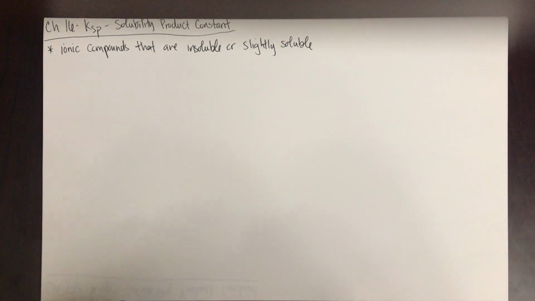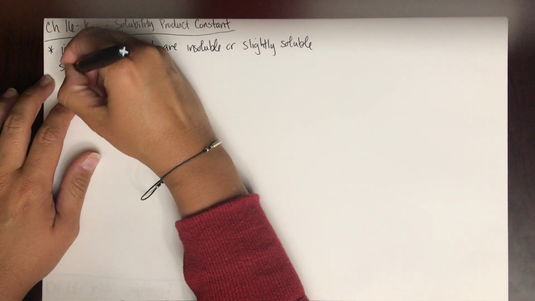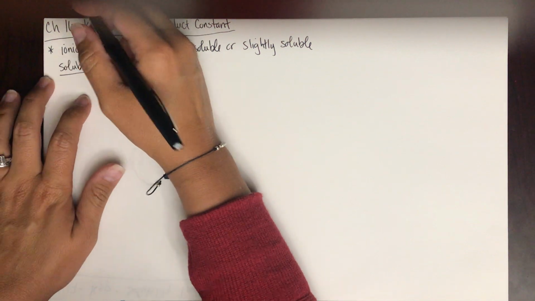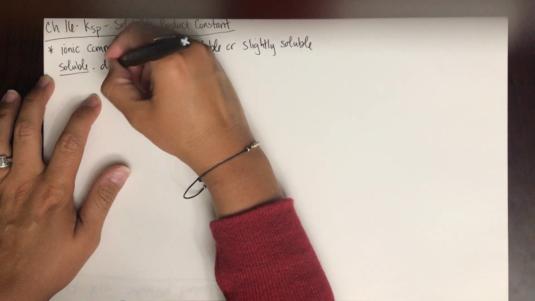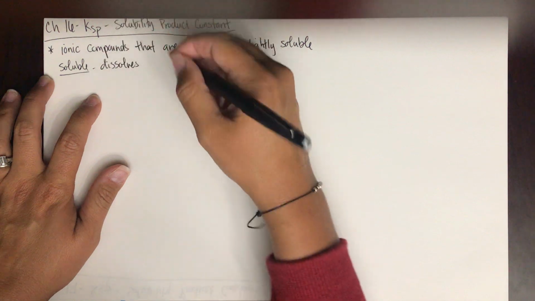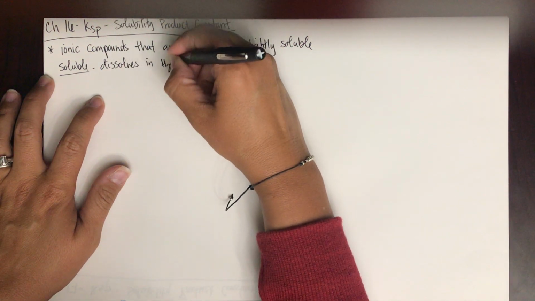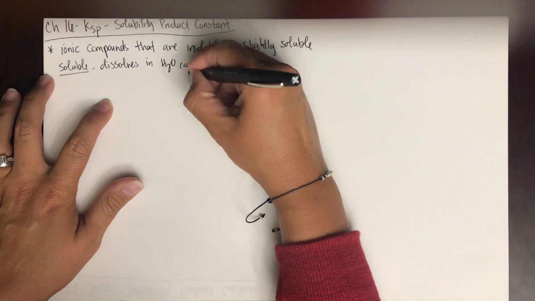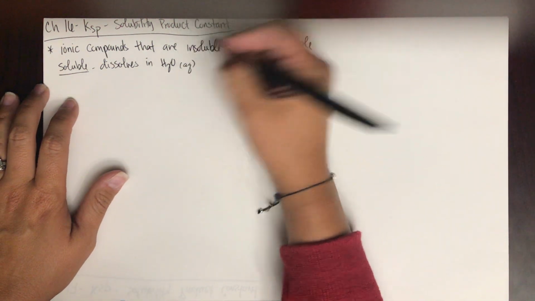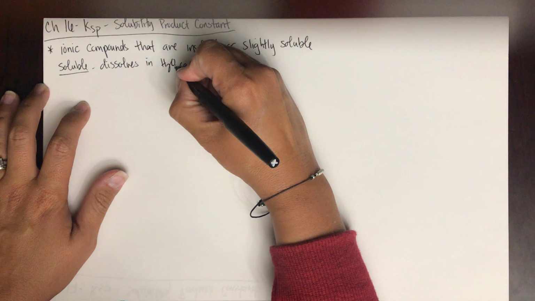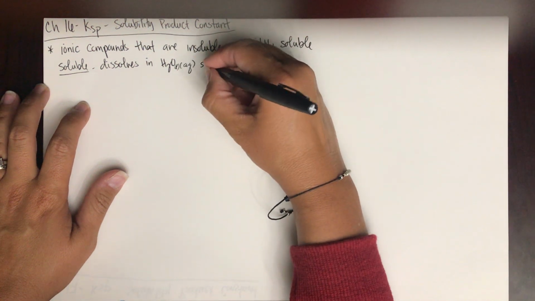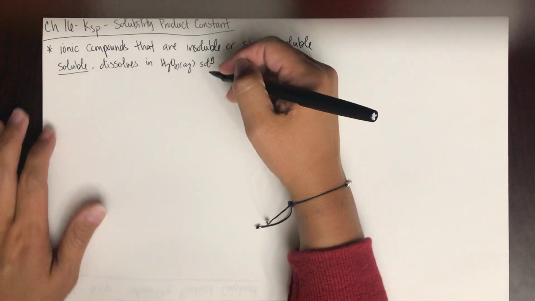So remember, we often will refer to ionic compounds as salts. If you hear that, it is just the same thing. Soluble means that it dissolves, and we're going to be talking about water as the solvent, and that would result in an aqueous solution. If a salt dissolved in liquid water, that would make it an aqueous solution.